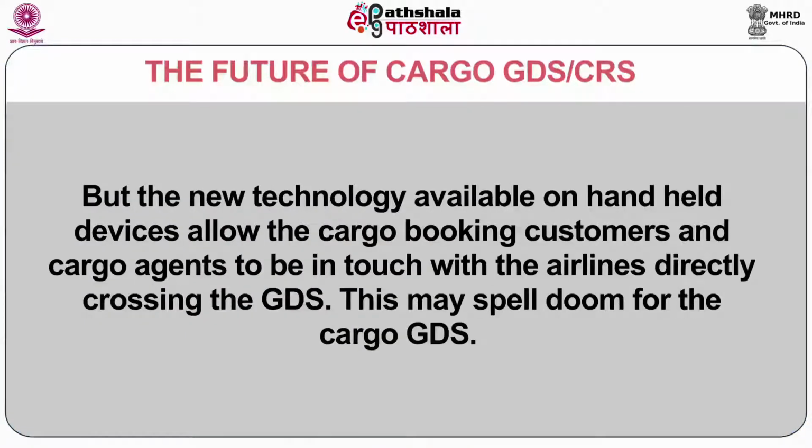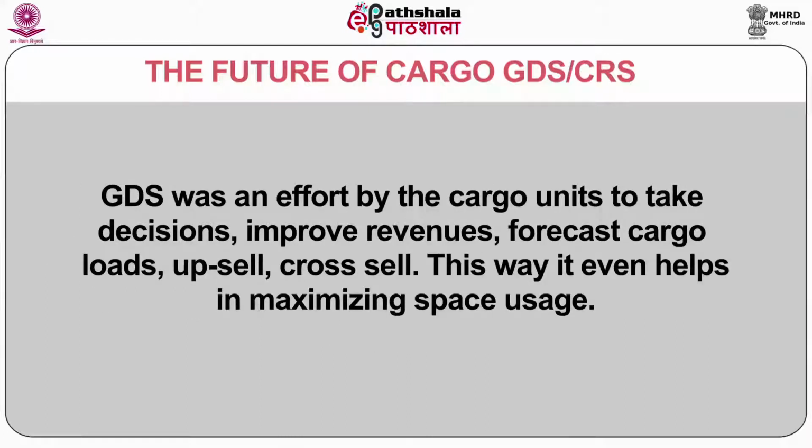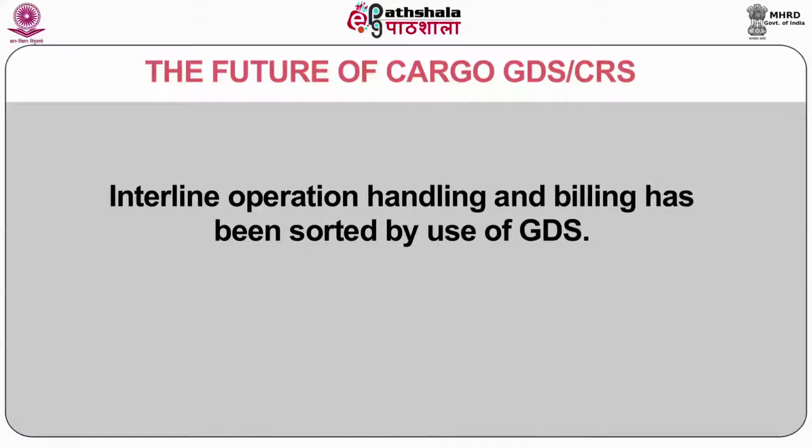But the new technology available on handheld devices allows cargo booking customers and cargo agents to be in touch with the airlines directly, bypassing the global distribution system. This may spell doom for the cargo global distribution system. The global distribution system was an effort by the cargo units to take decisions, improve revenues, forecast cargo loads, upsell, and cross-sell. This way, it even helps in maximizing space usage. Interline operation handling and billing has been sorted by the use of the global distribution system.